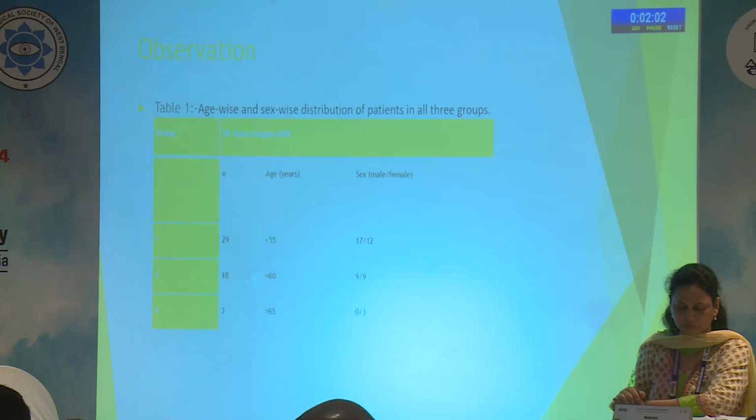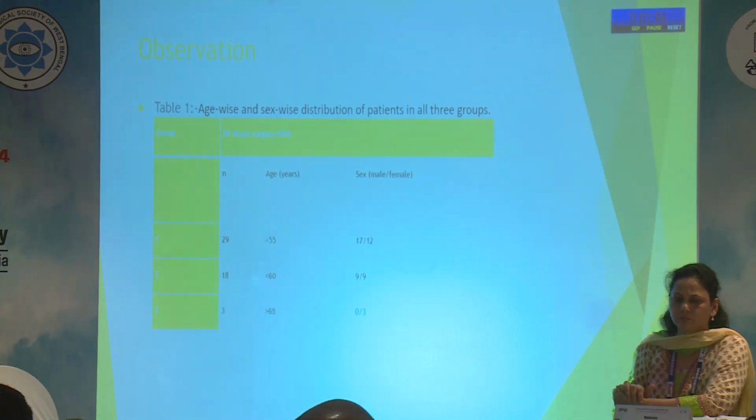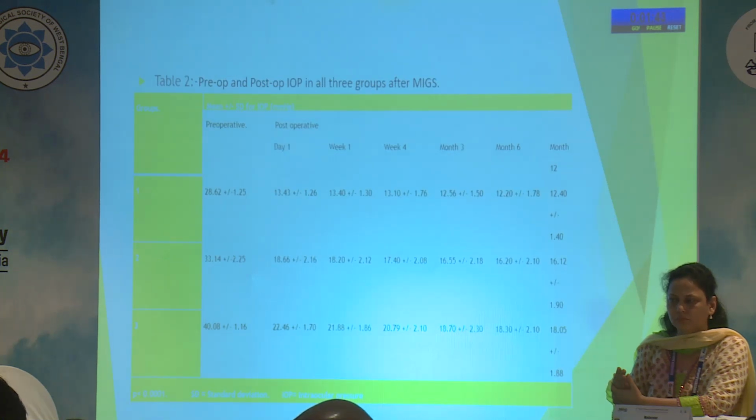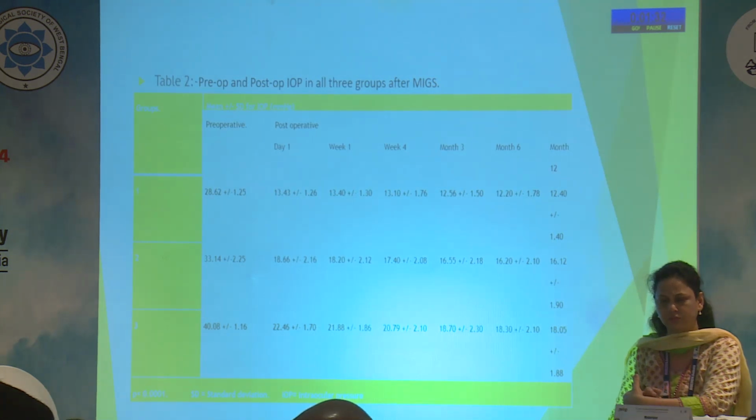So the observations: this is a table showing the distribution of the patients. The first group has 29 patients with a male preponderance. The second group has 18 patients, with males and females equal, and the third group has 3 patients, all female. This is a table showing the preoperative and postoperative IOPs. In the first group, preoperatively the mean IOP was 28.62 plus minus 1.25 millimeters of mercury, and after 1 year it was 12.40 plus minus 1.40. In the second group, the mean preoperative IOP was 33.14 plus minus 2.25, and after 1 year it was 16.12. In the third group, the mean preoperative IOP was 40.08, and after 1 year it was around 18.05 millimeters of mercury.